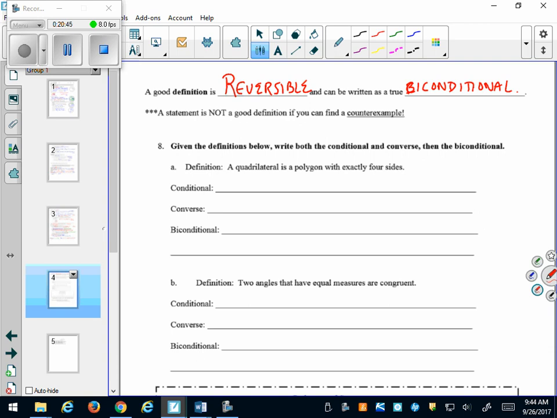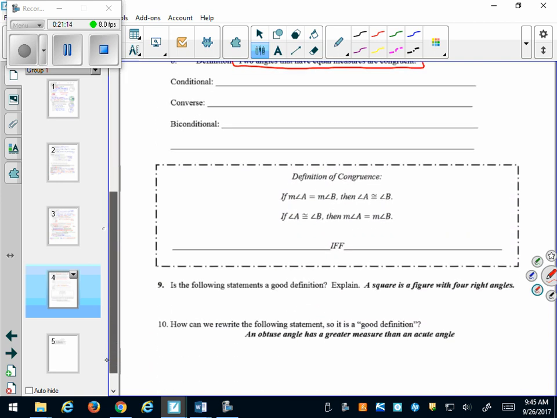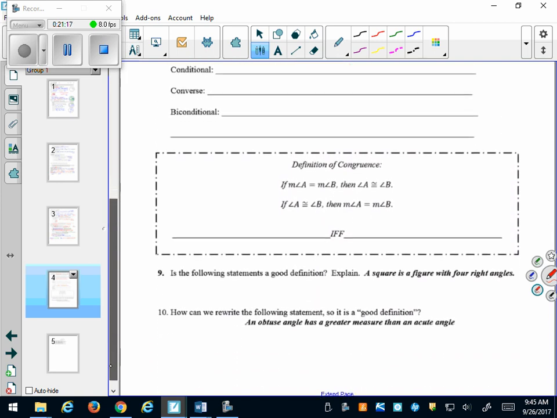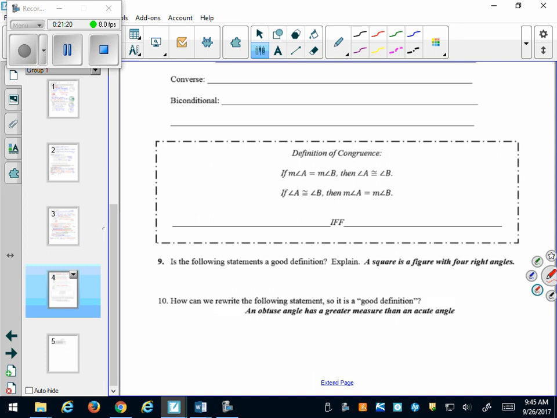So given the definitions below, write both the conditional and the converse, then write the biconditional. So if you write the conditional and the converse and they're both true, then you can write the biconditional. If that's the case, then a quadrilateral is a polygon with exactly 4 sides, can be considered a good definition. And then same thing here. Two angles that have equal measures are congruent. That can be considered a good definition, if you can write a conditional and a converse that are both true, which therefore means you can write a biconditional.